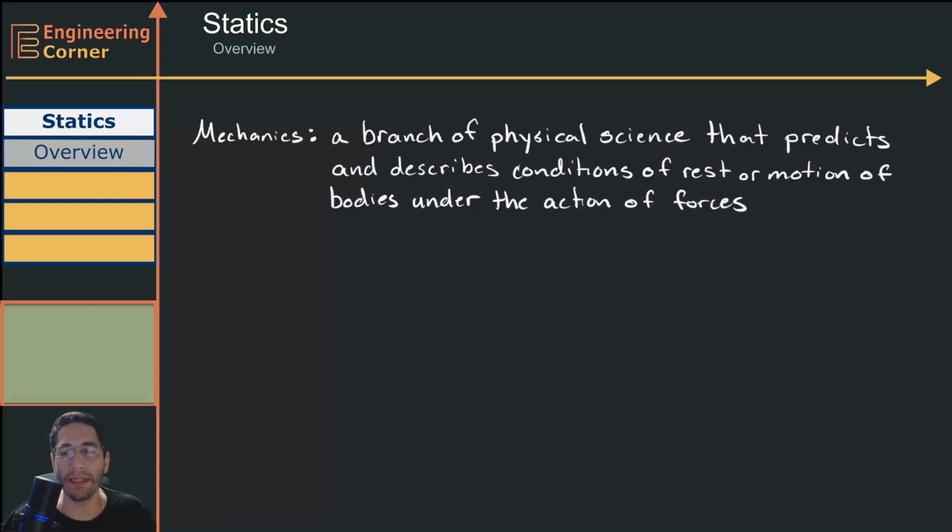When we are talking about statics, it's usually going to be the first class that you take in a series of mechanics classes. So we really need to define what mechanics is. Mechanics is a branch of physical science that predicts and describes conditions of rest or motion of bodies under the action of forces. When we break it down into the courses that we're going to take, if this is our overarching idea of mechanics, the different courses can be broken up into different categories.